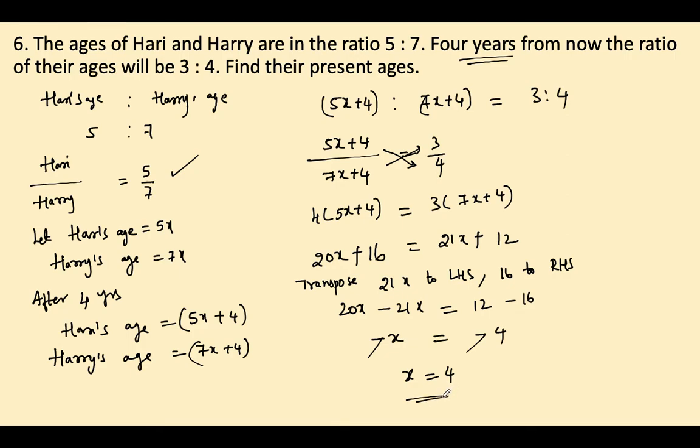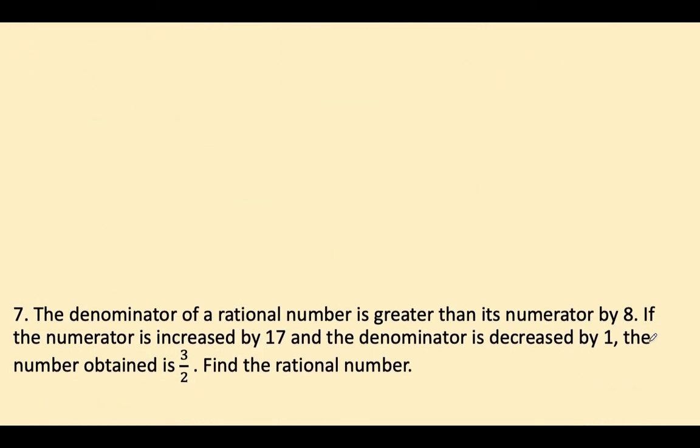Okay. When x is equal to 4, what should be Hari's age now? Hari's age will be 5 times 4, which is 20. And what will be Harry's age? Harry's age will be 7 times 4, which is 28. So the present ages of Hari and Harry are 20 and 28 years respectively. Let's look at the next question.